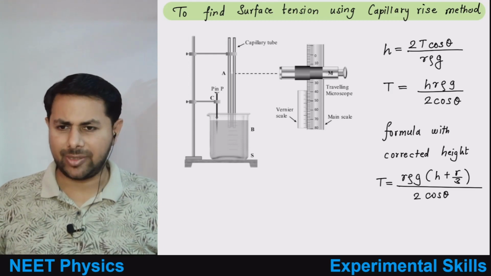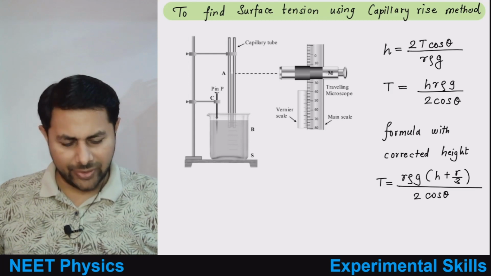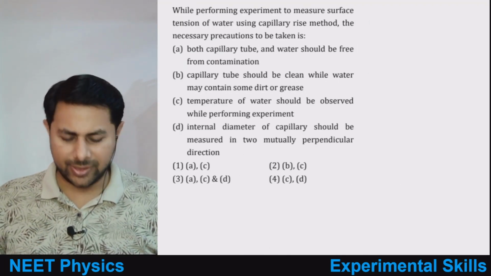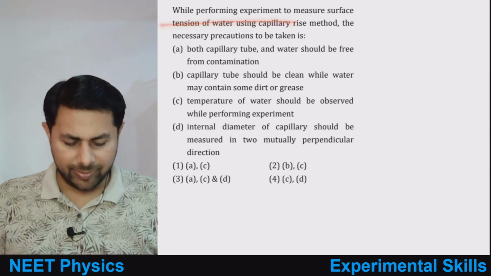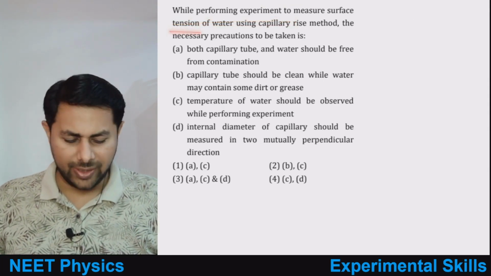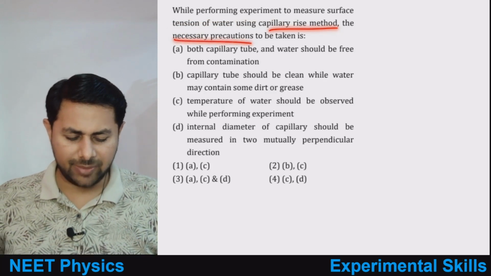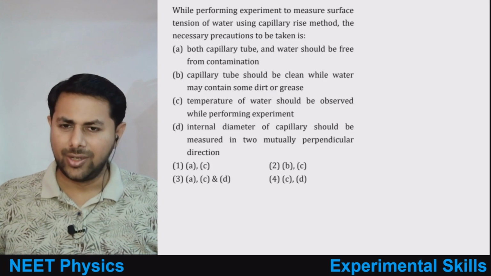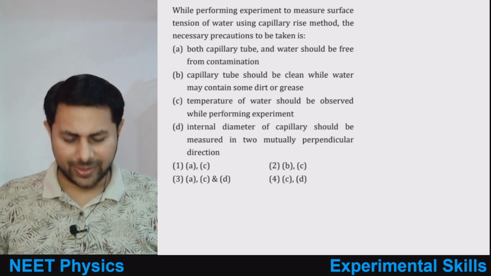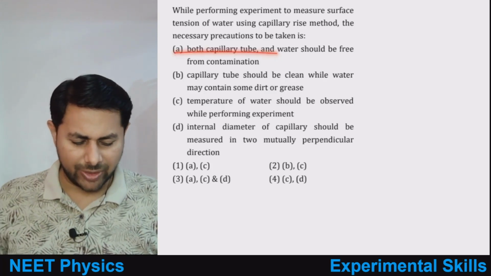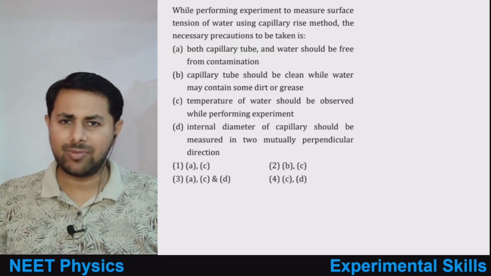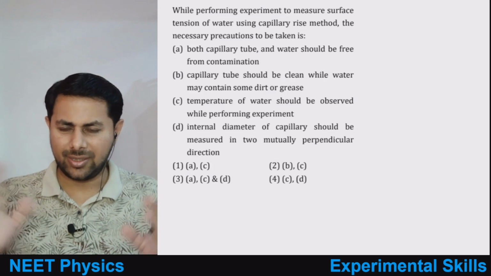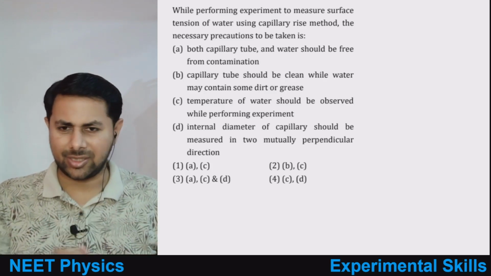So this is the experiment. That's it. Now let's see some problems based upon this. While performing the experiment to measure the surface tension of water using the capillary rise method, what are the necessary precautions to be taken? These precautions are like common sense. Both the capillary tube and water should be free from contamination. If there is contamination, what will happen? The surface tension will change. If water is contaminated, its surface tension will change.